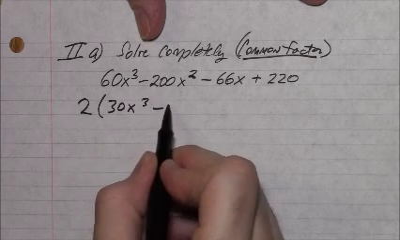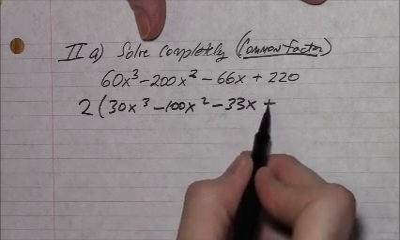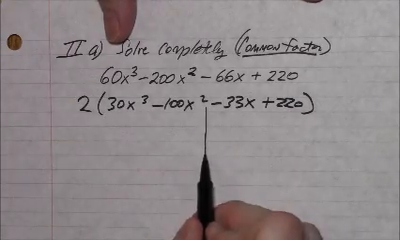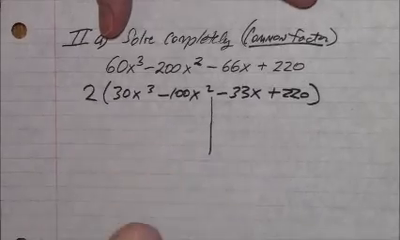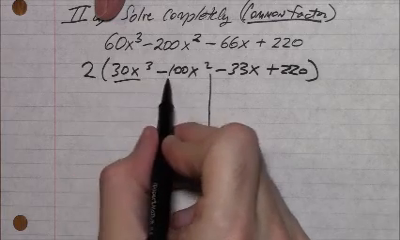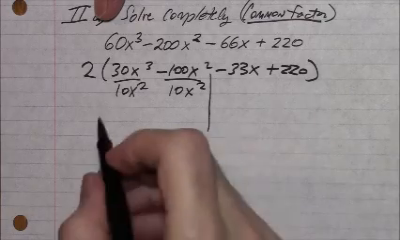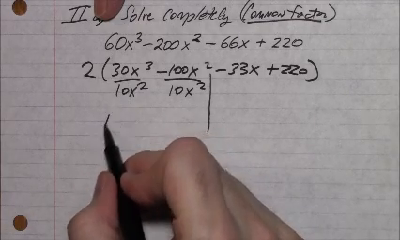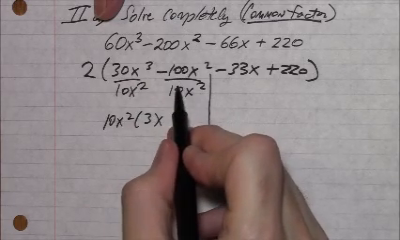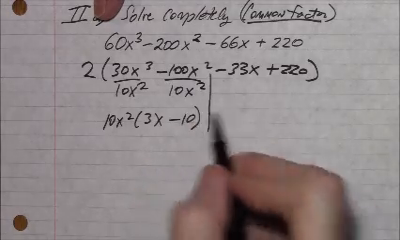30x cubed minus 100x squared minus 33x plus 220. Now, for this part in here, I can start grouping it. I'll still have to have a 2 when I get to my final answer to account for that, but this will be a little easier to work with. So when I look at these, I can divide both of these by 10 and x squared. So 10 goes into 30 three times. I'll put 10x squared here, and that's 3 and an x. And over here, 10 goes into 100 ten times. So that's minus 10, and oh, the x squareds just go away.